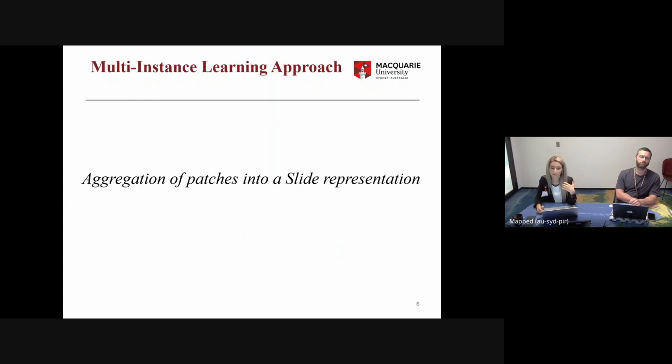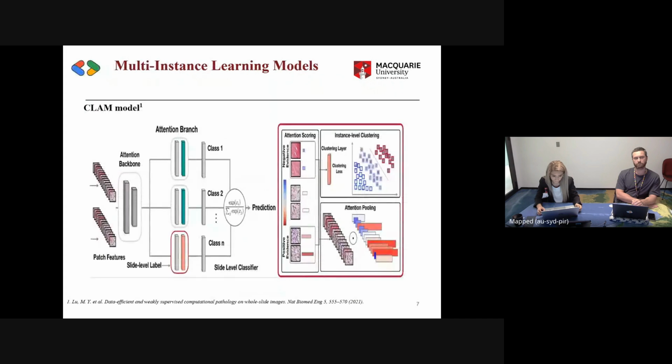So what is multi-instance learning? Briefly, it does the aggregation of patches into a slide representation. We have some very famous multi-instance learning models, and they could achieve high performance using different kinds of whole slide images. One of them is the CLAM model.